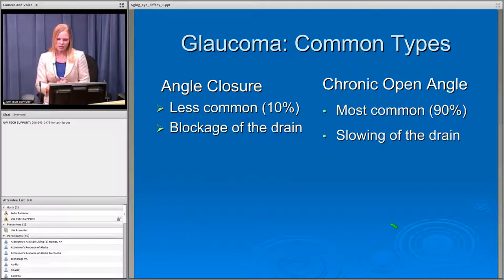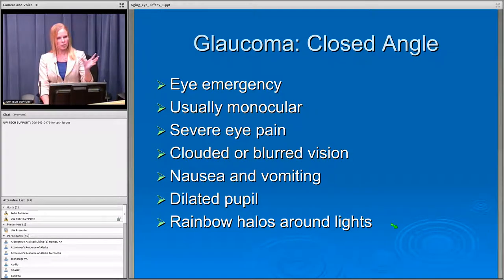There's common types of glaucoma, two basically, angle closure and open angle. Angle closure is less common. It's very quick, and it's the blockage of everything leaving. The open angle is more common. It's much slower, and that's the one where your pressure increases with either increased fluid or decreased drainage.